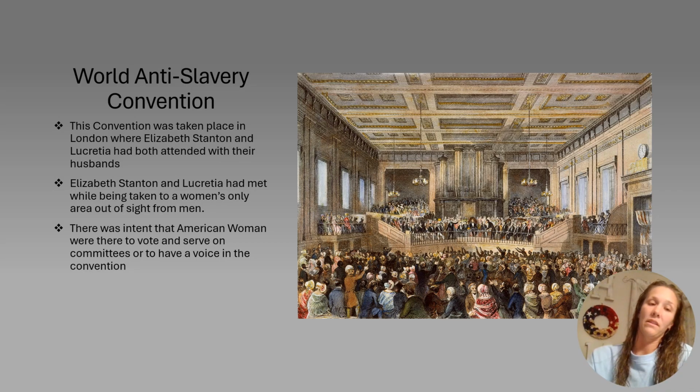So before the Seneca Falls Convention, Elizabeth Cady Stanton and Lucretia Mott had both been at the 1840 World Anti-Slavery Convention in London, where they had met. Because American women were there to vote, serve on committees, or even speak at the convention, they were taken to a section out of the view of men, mostly like an all women's area. This did not go well with Elizabeth Stanton or Lucretia Mott, so they came together and plotted a convention of their own to address the state of women.